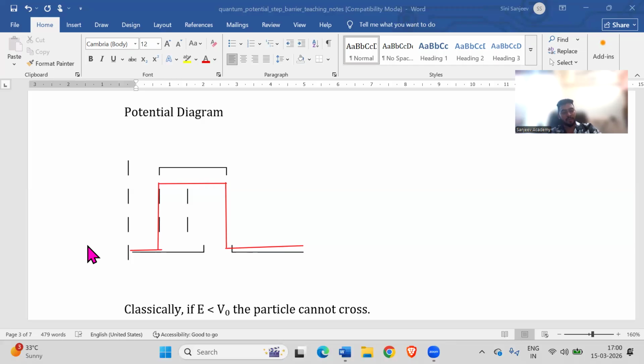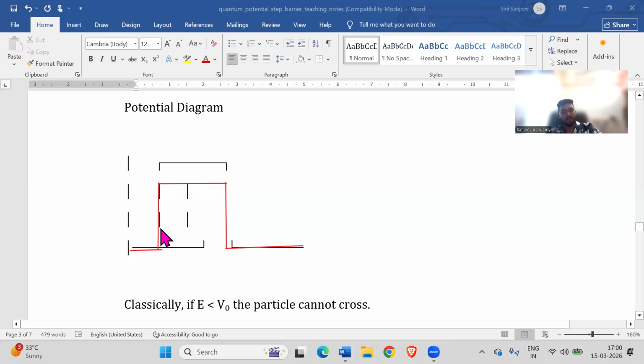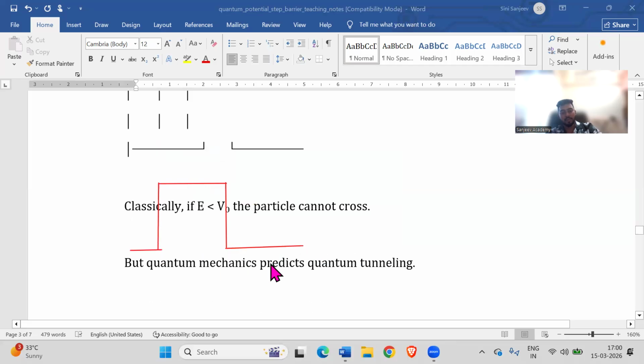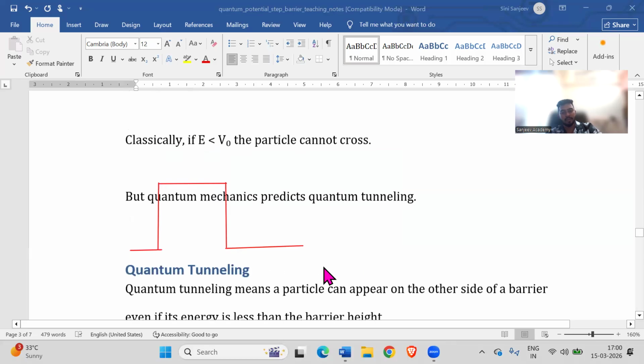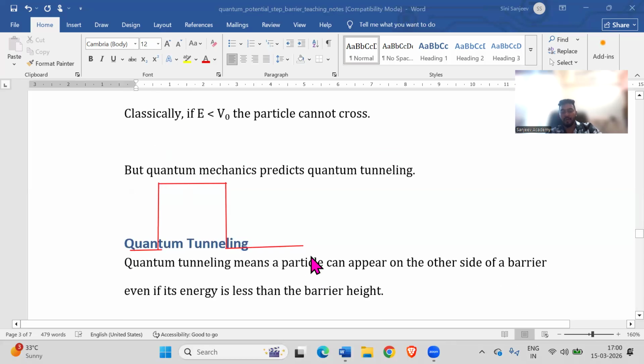But what will our quantum physics say? It predicts tunneling. So the next thing will be quantum tunneling. Quantum mechanics predicts quantum tunneling. Quantum tunneling means the particle can appear on the other side of the barrier, even if its energy is less than the barrier height. So, the speed breaker I told you about, right? Normal physics says the electron cannot cross, but in quantum physics it will. Ultimately I'm repeating the same story again and again.